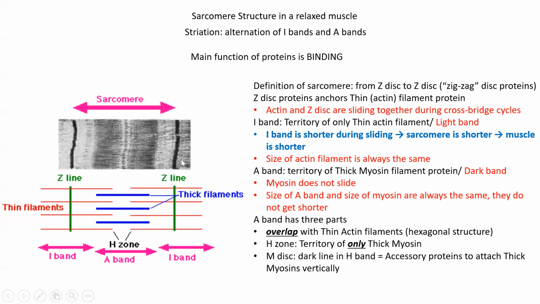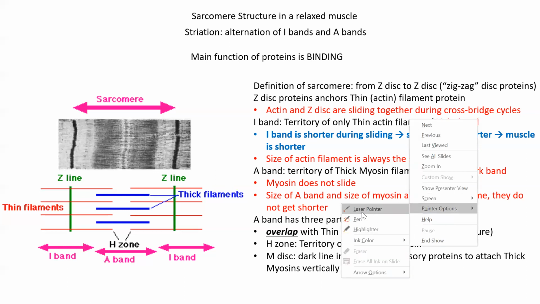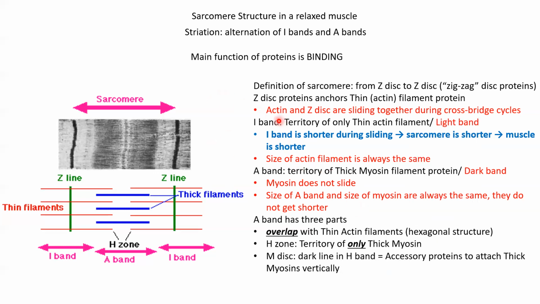Now, what about the I band? The I band, so I'm here, right? Oh, wait a minute, I have to get the pointer. The I band, you can see it's labeled right here. The I band is basically where only thin filaments are residing, okay? And that's going to give you, again, 1,000 myofibrils on top of each other, and it's going to give you a light band.